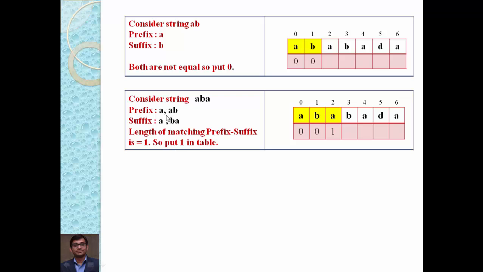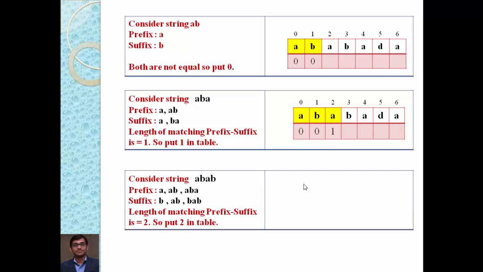Now from all these prefix and suffix values we need to identify the common one. Here A is common in prefix and suffix, but this AB and here BA, this is not common. So only one string is common, that is the first A is a prefix and A is a suffix. So the length of the matching prefix suffix is equal to 1, so we need to put 1 here. Now we need to consider a total of 4 characters, that is A, B, A, B.